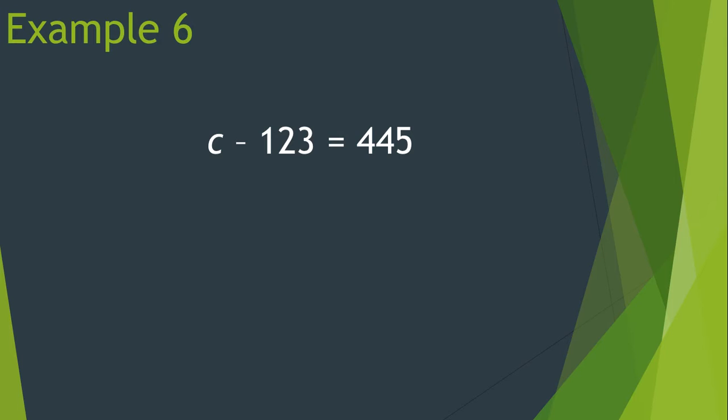And our final example, c minus 123 is equal to 445. Again, it starts off as a subtraction, so we need to use addition, the inverse operation. Down comes the c, the 123s cancel out, down comes our equal sign, and when we add our numbers, we get 568. So c equals 568. So those are your examples for today's lesson.